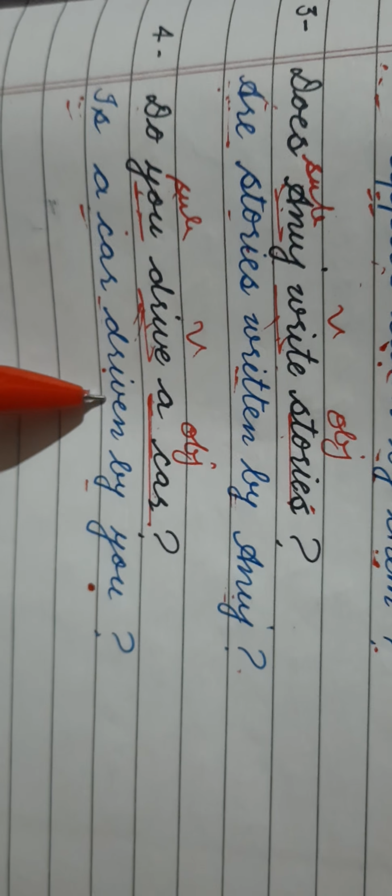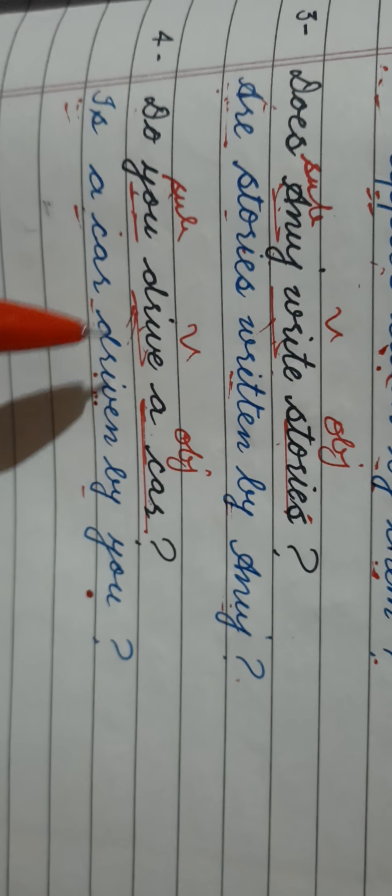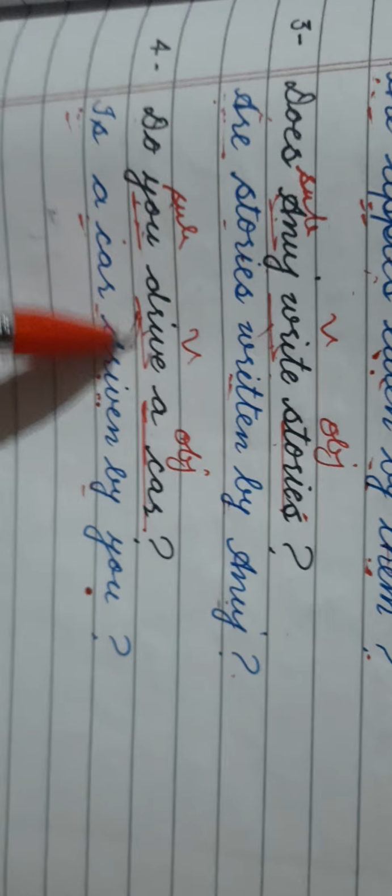Do you drive a car? You is the subject, drive is the verb, a car is the object. First we have to write down the form of be, is, then the object a car, then the third form, driven, which is the third form of drive, then by, then the subject you.